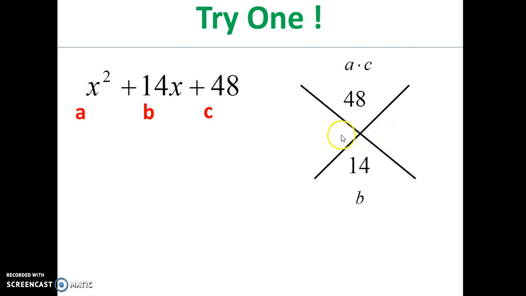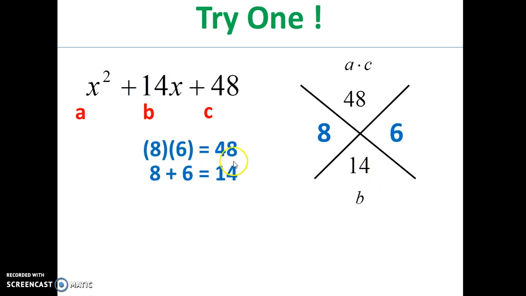5 times something, no. 6 times something, 6 times 8. Hey, that works. 6 times 8 makes 48, and 6 plus 8 makes 14. So the numbers must be 6 and 8, right? Because they multiply to 48, and they have a sum of 14. So that means the factored form must be x plus 8, x plus 6. We use those two numbers.